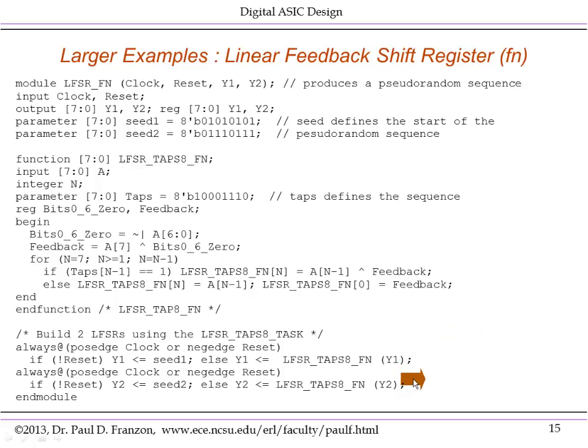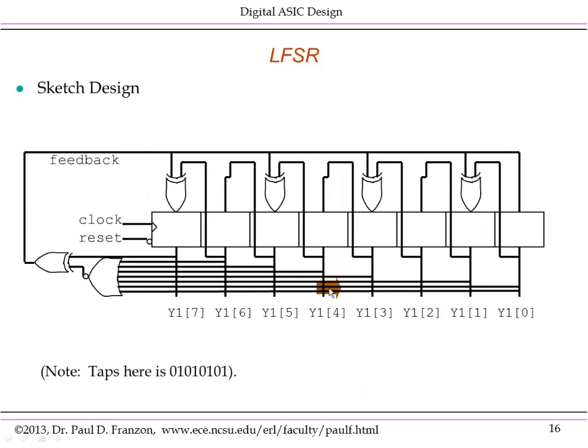Here we have another LFSR. And its only difference is it starts with a different seed. Seed 1 and seed 2 are specified up here as parameters. Otherwise, it's the same. The input to the function is the current value of Y that goes through the combinational logic, producing the output of the function, which is the next value of Y.